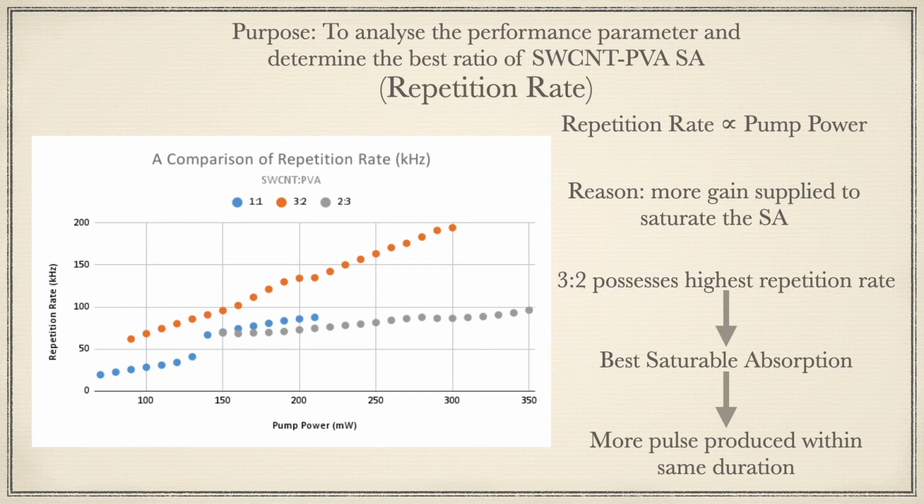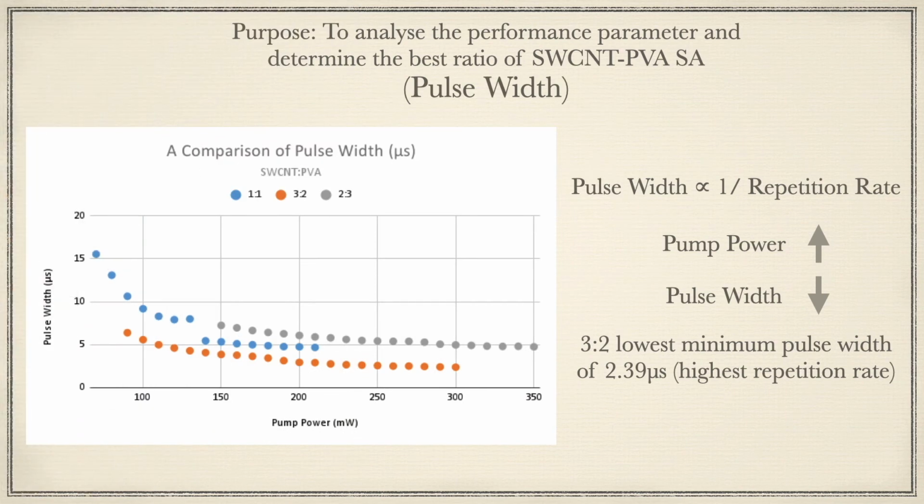This is because more gain is supplied to saturate the saturable absorber, which means it possesses the best saturable absorption among the saturable absorber samples being analyzed. Concurrently, it could produce more pulses within the same duration. As the pulse interval is inversely proportional to the repetition rate, it decreases gradually with the increase in pump power for each ratio.